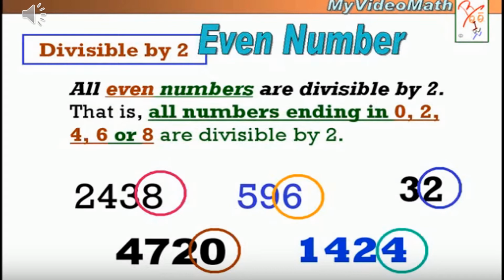Let's take another one. Let's take 596. Look at the last digit and see if 6 is an even number. Well, we already know that 6 is an even number, so the whole number is going to be divisible by 2. Let's take one more example. Let's take 32. Look at the last digit. The last digit is 2. Is 2 an even number? Yes. So that means that the whole number 32 is going to be divisible by 2.